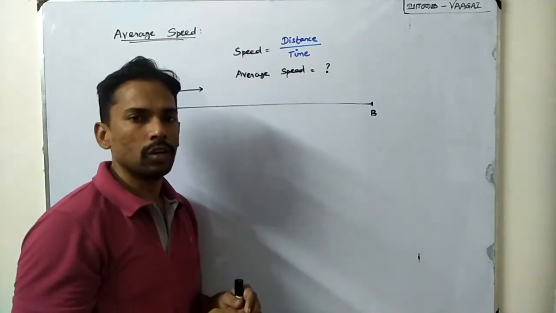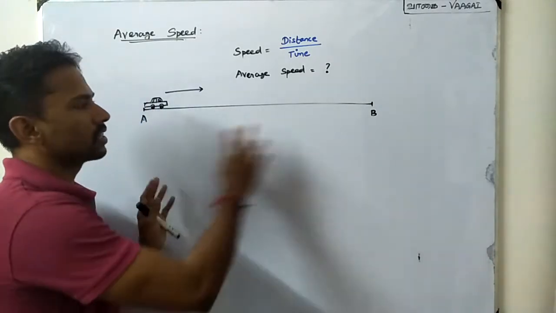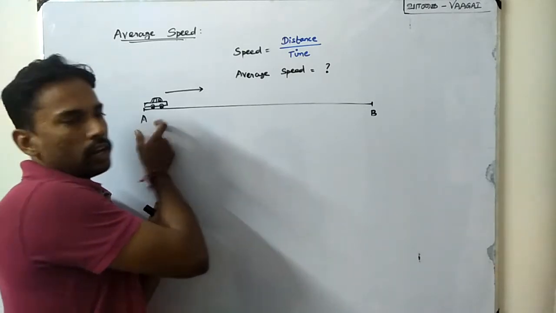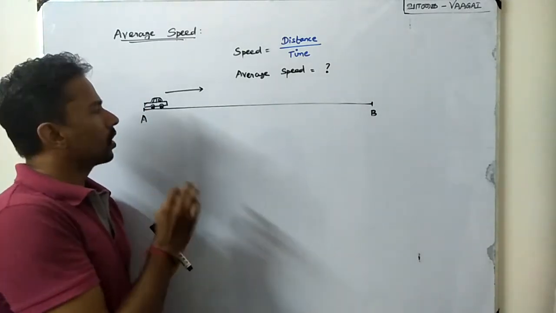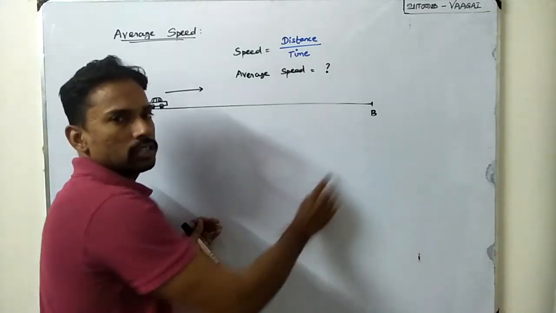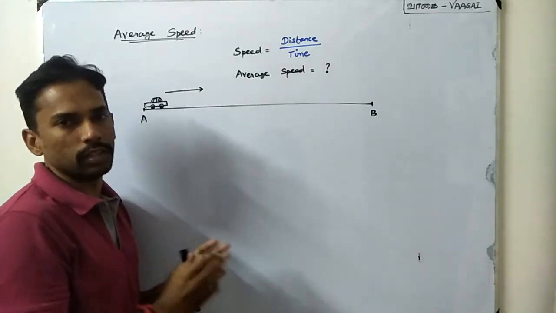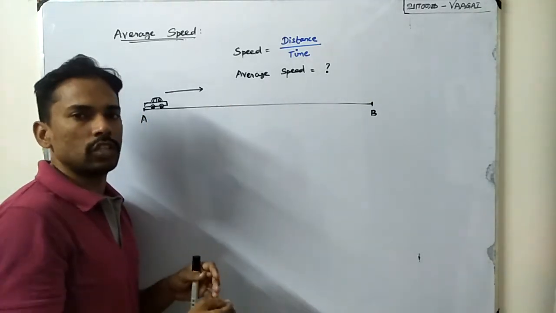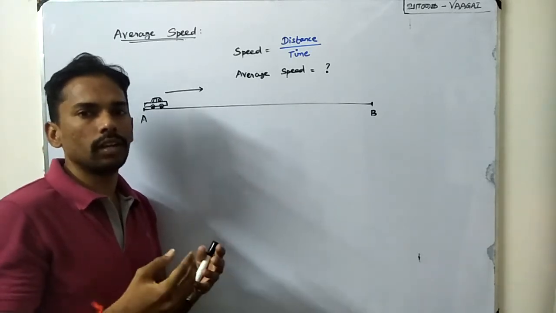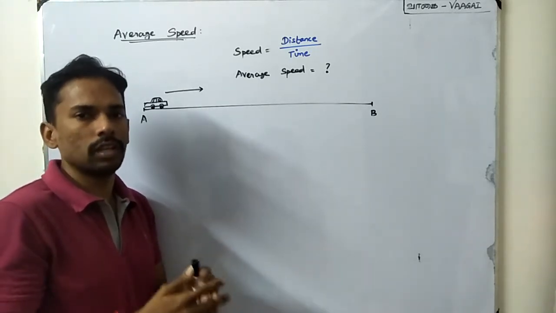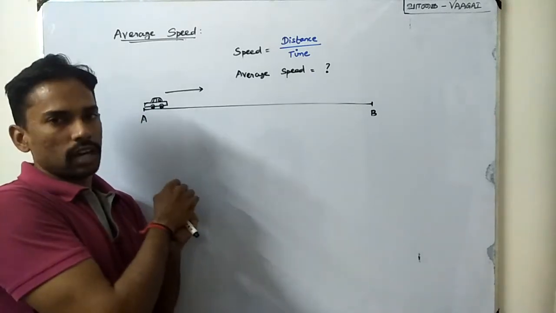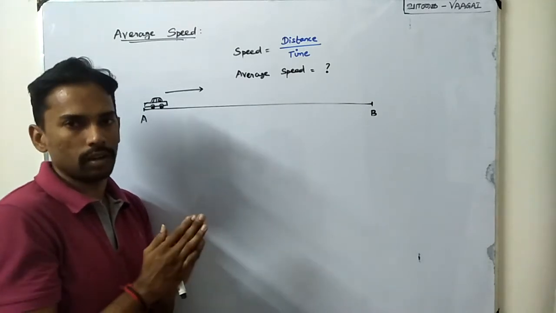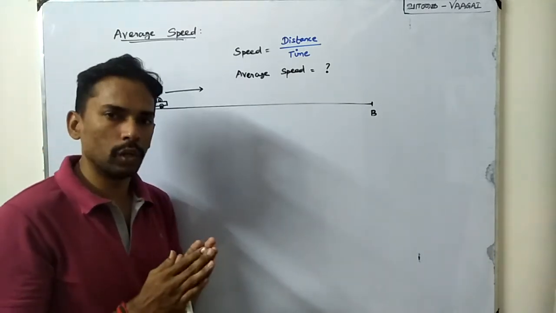But what is average speed? To know about average speed, let us take an example. Say there is a car and the car has to travel from point A to point B. If the car travels the entire distance at a single, uniform speed without any change, then there is no need for us to calculate the average speed, because it is not necessary at all. Since the car is traveling at a uniform speed, the speed with which the car is traveling itself will be the average speed. But when does the case of average speed arise?